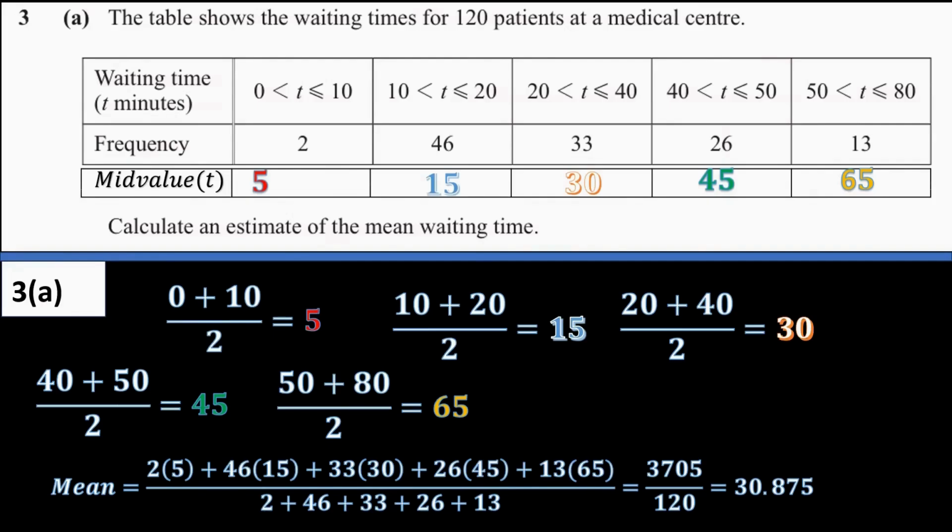All right, and then we divide by the total number. There are 120 patients. So when we do the numerator, we multiply all those items and then add them together. We get 3,705. And we are going to divide by 120. That gives us 30.875. This will be the estimated mean waiting time. Hope this explanation is clear and simple. Right, good. So let's proceed.